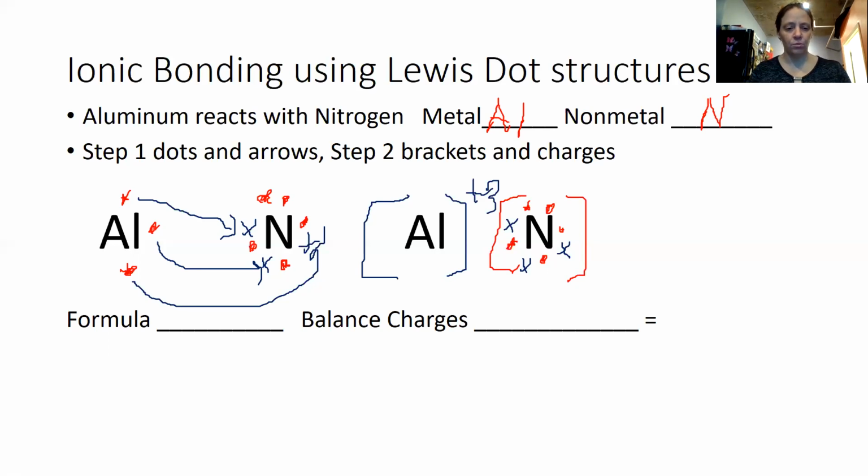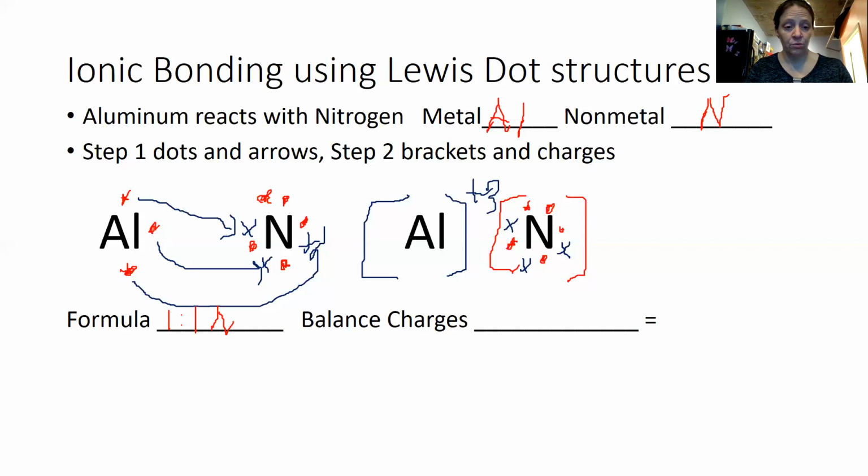So now I'm going to look at the formula. So I have 1 aluminum reacting with 1 nitrogen. So that means I have a 1-to-1 ratio. Okay, and next video, we're going to start to break out and we're not going to have a 1-to-1 ratio anymore, okay? So that's why it's important to think about the ratio.